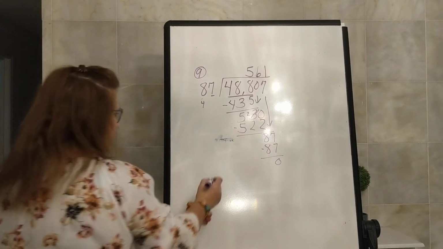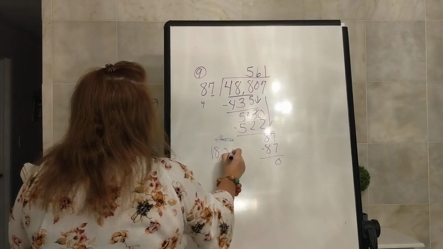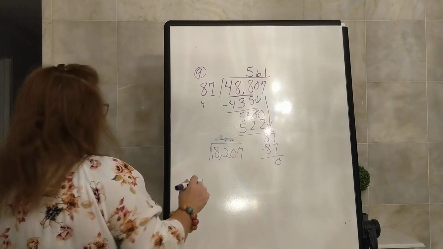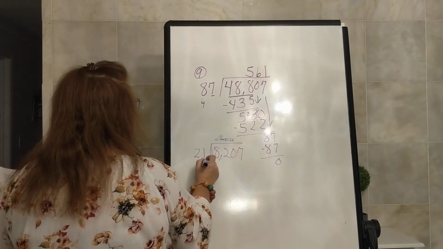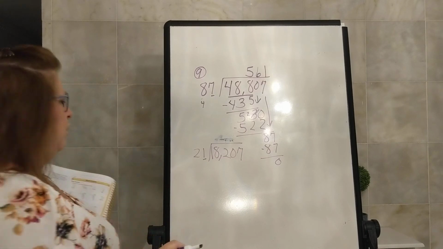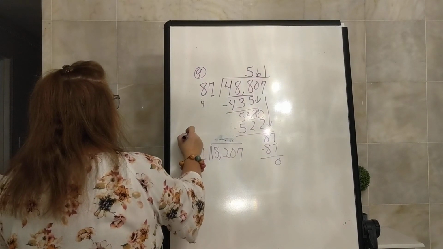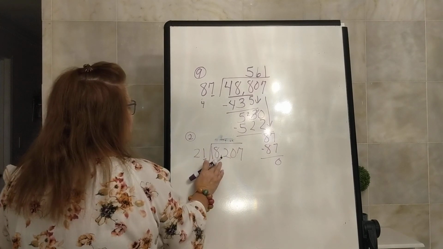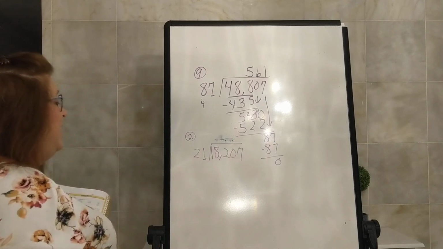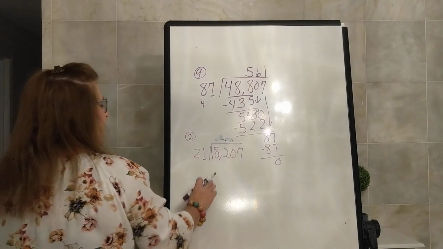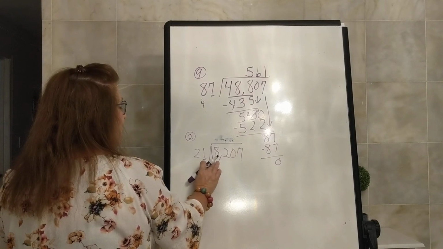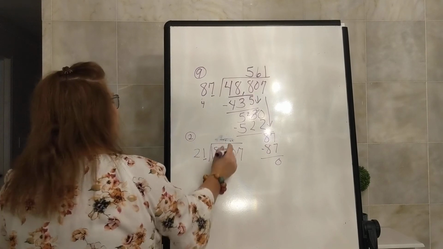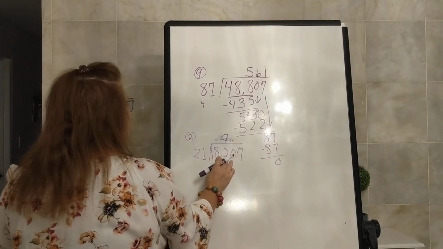Letter G. 18,207 divided by 21. So we look at our second digit. If our second digit is 0, 1, 2, 3, or 4, our first digit can just be our pretend digit. So it's going to be 2. So how many times can 2 go into 1? It can't. How many times can 2 go into 18? It can go in there 9 times. But we have to look at our divisor. Can 21 go into 18? No, but can 21 go into 182? It can. So our 9 is going to have to be above our 2.